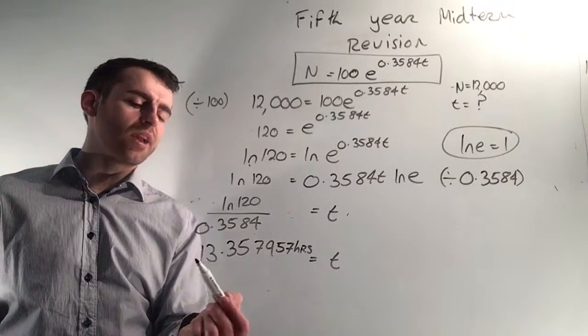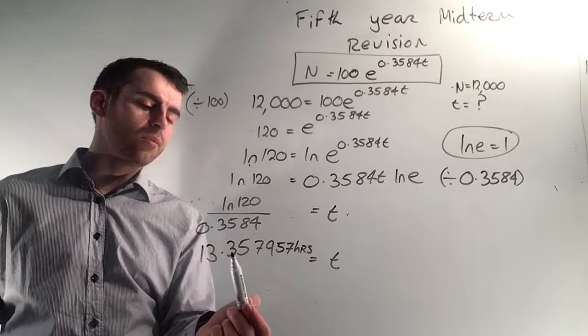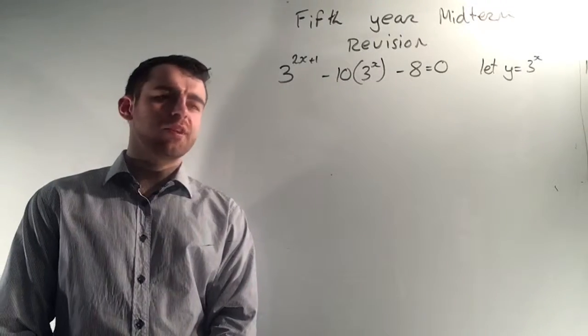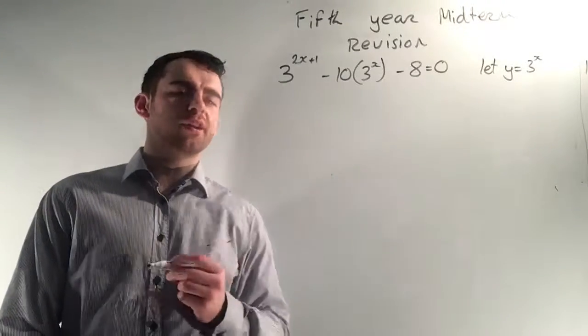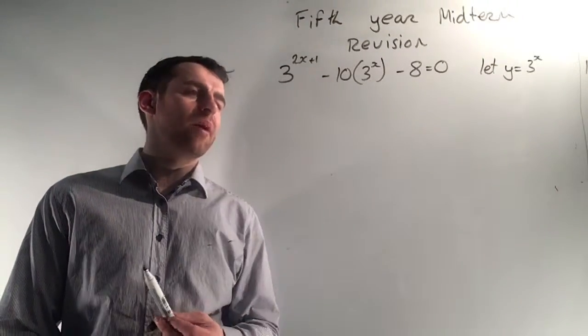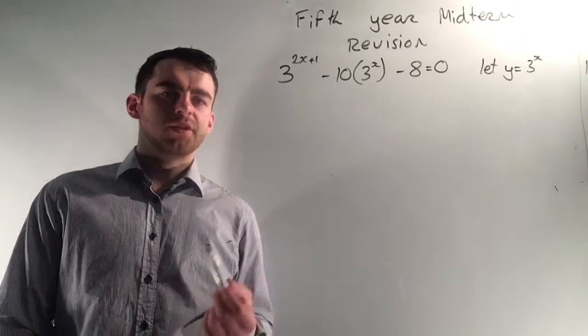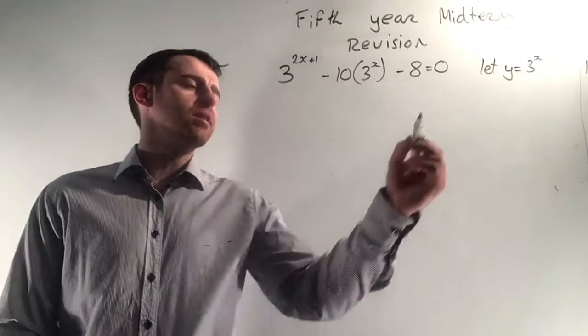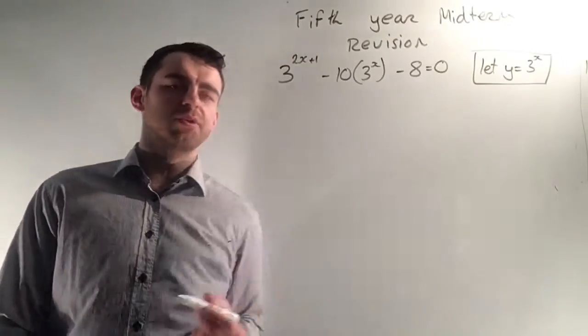And if you plug that into your calculator, t is equal to 13.357957 hours. The next question I want to go through here is your quadratic equation with the powers. So I'm given this, and I'm asked to find the value of x. You need to recognize straight away that this is actually just a quadratic equation, and the easiest way to solve this is by substitution.